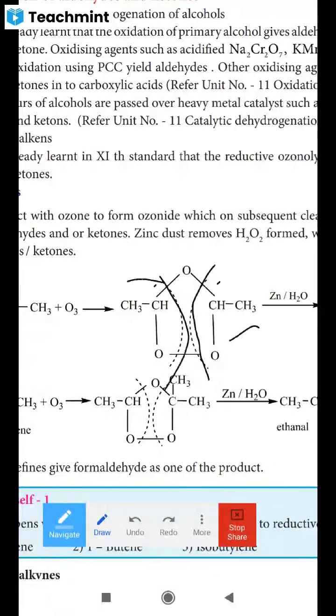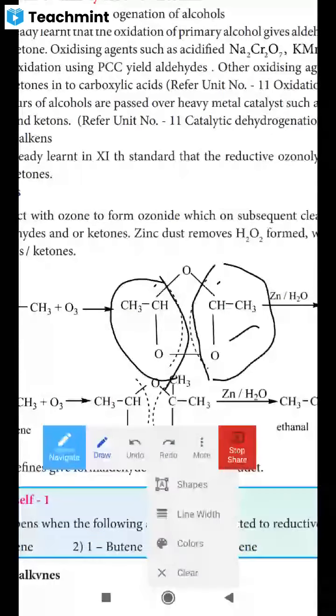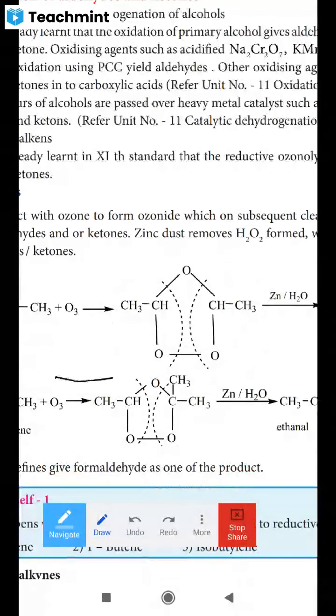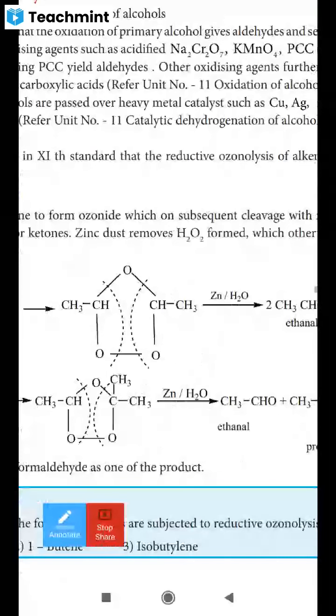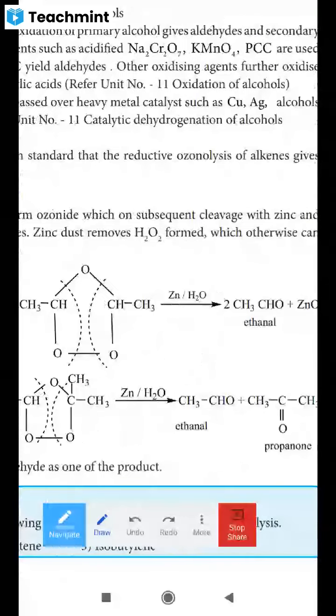Okay. So here you are having CH3CHO. 2 times CH3CHO is there. That means 2 times methanol, sorry, 2 times ethanol you are getting. And then the remaining 1 oxygen is there, you know.